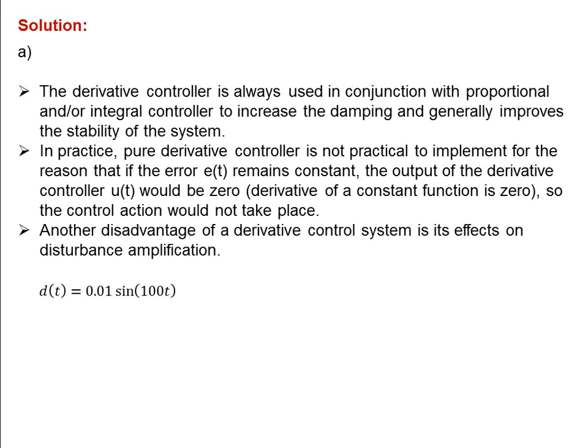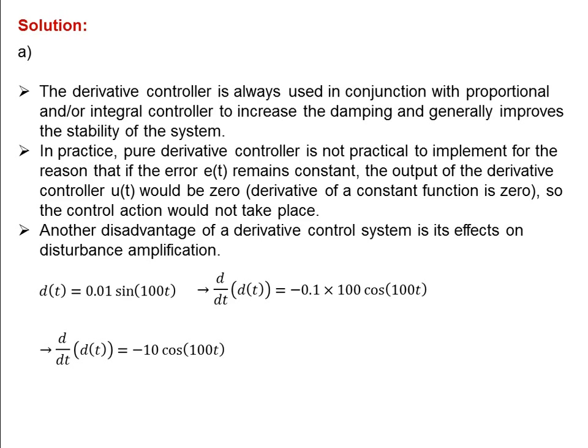For example, look at this function. Assume I have this disturbance or signal equal to 0.01 sine 100t. If I take the derivative of this signal, I will have minus 0.01 multiplied by 100 cosine 100t. If I do this amplification, you see I have minus 10 cosine 100t, which is much bigger than the amplitude given here. So this is the reason we can't use derivative controllers on their own, because they magnify the amplitude of the disturbance signals.